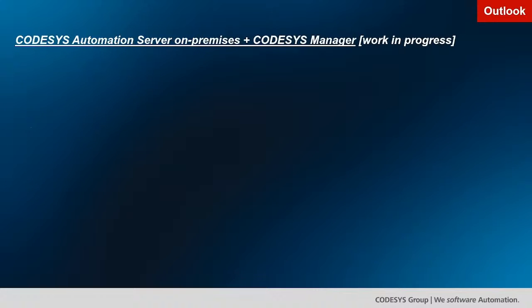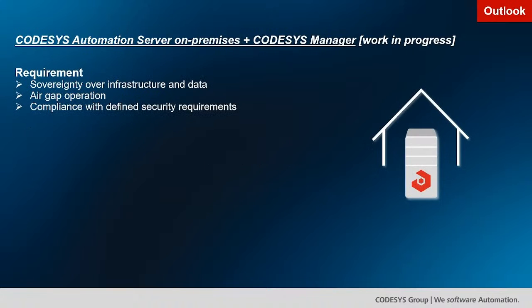Another development is the CODESYS automation server and the CODESYS manager, which is kind of an ops tool for the automation server. So the requirement was that it should be possible to have control over your own infrastructure, over your own data. It should be possible to operate the automation server in an air-gapped environment with no connection to the internet, and also it should be possible to meet compliance requests in a company.